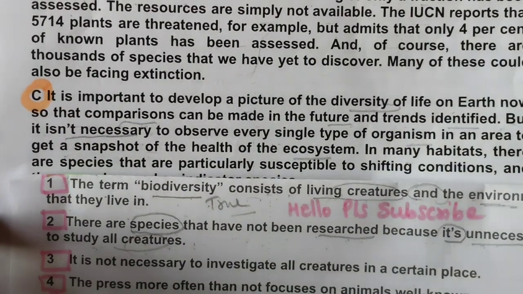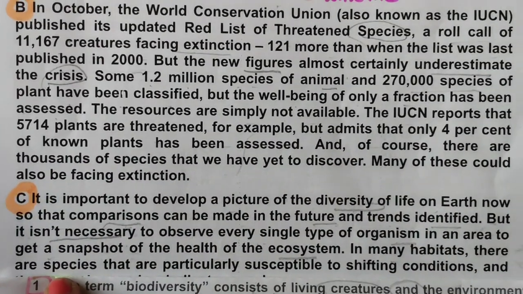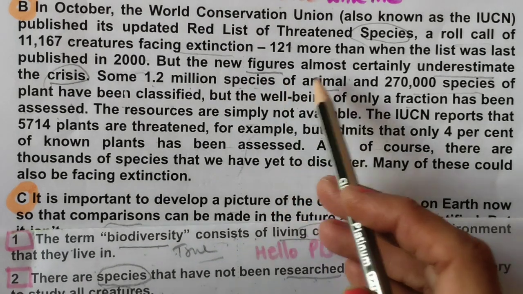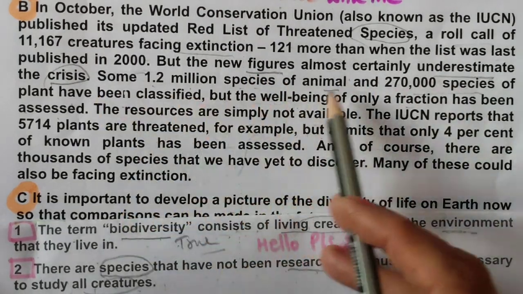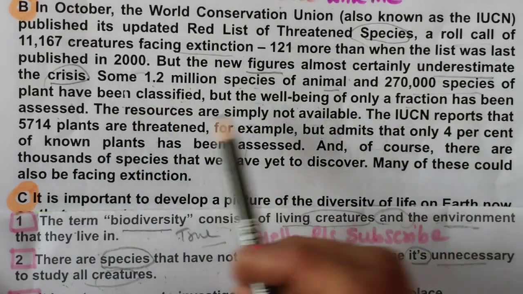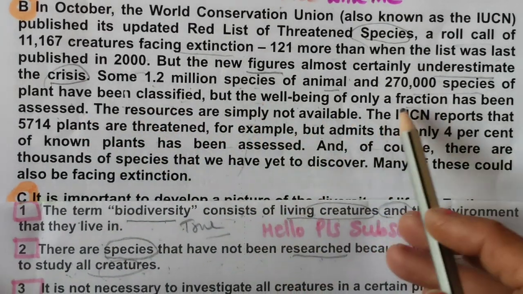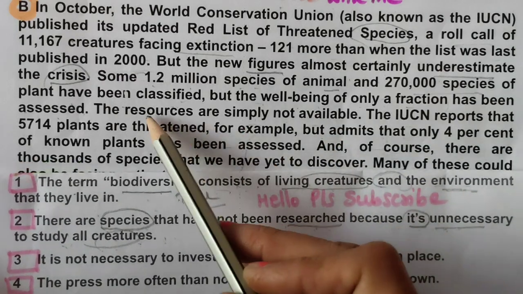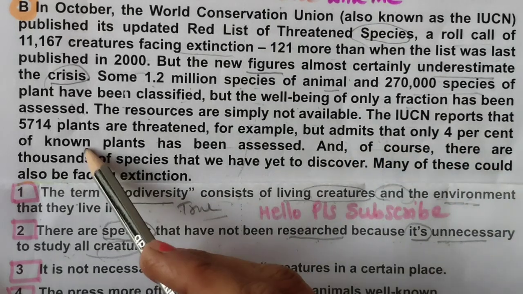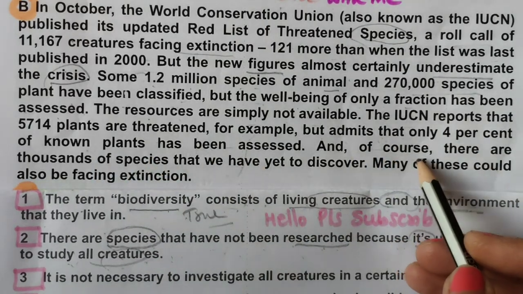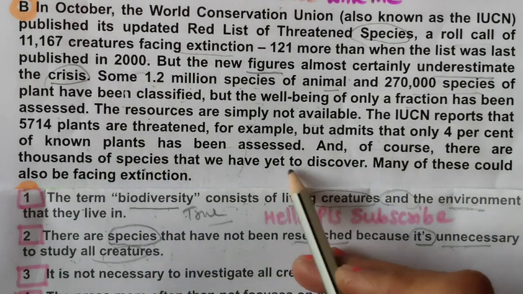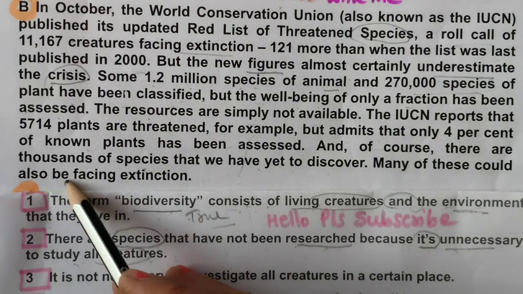Let's match it with another paragraph above, where they were talking something like that. New figures almost certainly crisis species here. They are talking about species that have been classified, but the well-being of only a fraction has been assessed. Assessed means like study, research and all. The resources are simply not available. The report threatened, for example, admits only 4% of known, and of course there are thousands of species that we have yet to discover. Many of these could be facing.